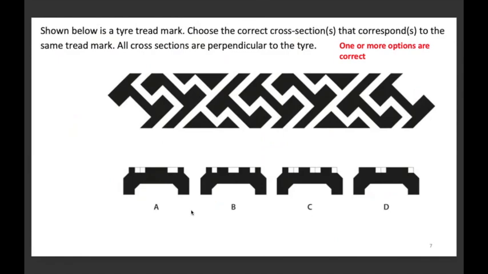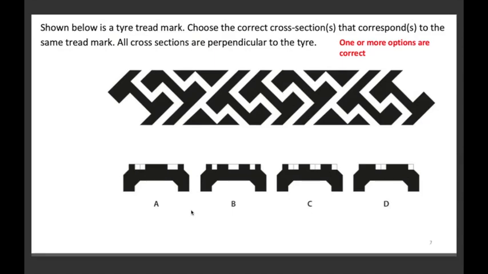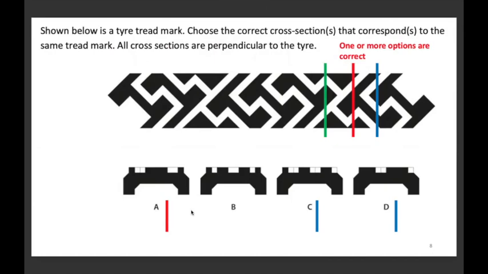Below is a tire tread mark. Choose the correct cross section or cross sections that correspond to the same tread mark. All cross sections are perpendicular to the tire. One or more options are possible in this case. Okay. So this is where the cross sections are. This is how the cross sections happen. Okay. So yeah.